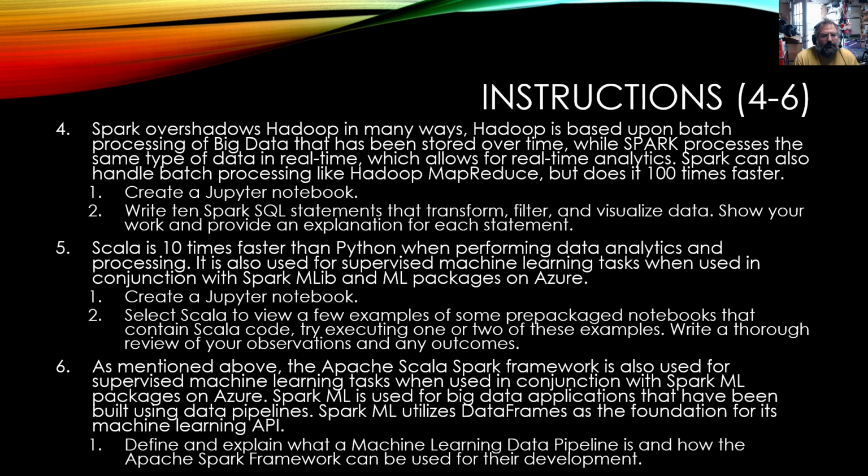Then number 4: Spark has overshadowed Hadoop in many ways. I think that would mean MapReduce most likely. But anyway, Hadoop is based on batch processing of big data that's been stored over time, while Spark processes the same type of data in near real time, or it can, which allows for near real-time analytics. Spark can also handle batch processing like MapReduce, but does so up to 100 times faster, especially if it's in memory.